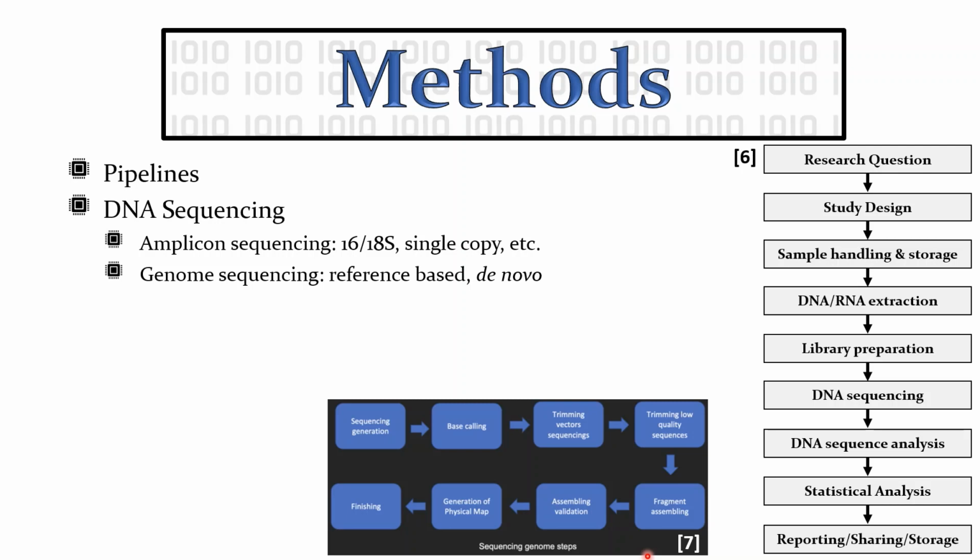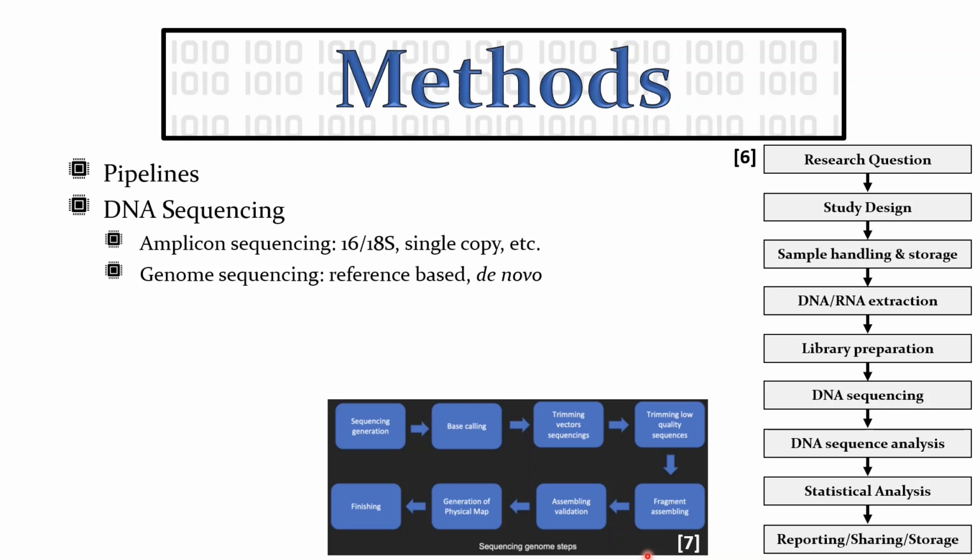by the 16S ribosomal RNA gene. Also, there's other things you can do, like other single copy genes or other genes of interest, but that's really all going to be the same general process. You have a gene or part of a gene that you're sequencing across samples.